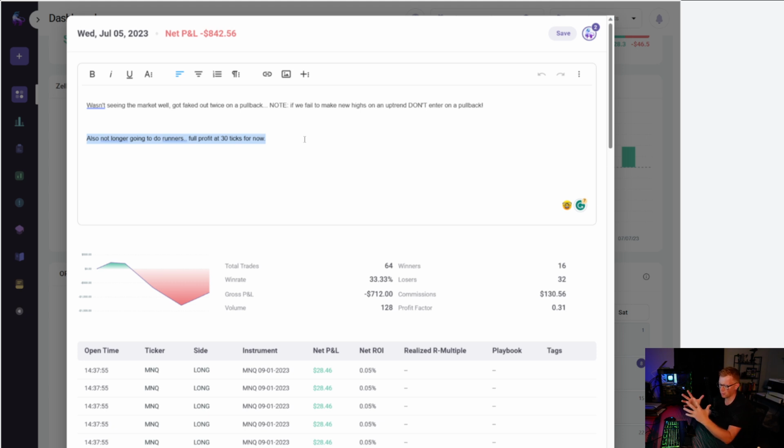So going forward, I am just taking my full profit at 30 ticks. Unless I see something where I feel like I can get 50 ticks or more, I'll change my profit target, but I'm just taking everything off once I reach my profit target, and I'm not looking to get a runner going, at least for now.